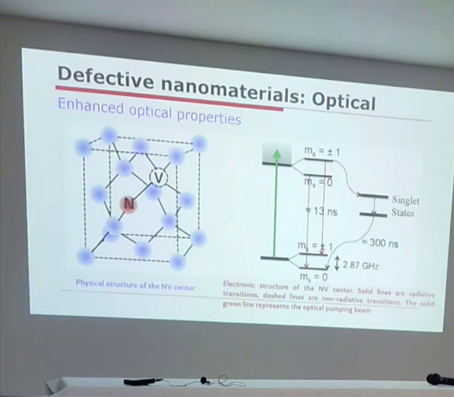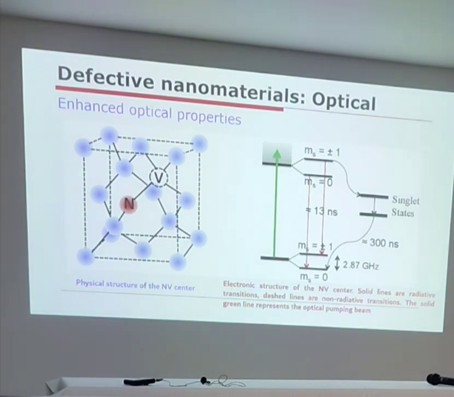Okay, this is another example of a defect, but this is important in terms of optical and spin based activity. These are called NV centers in diamond. How many of you have heard about this? Not many. Okay, how many of you have read about quantum information? In quantum information we talk about qubits. Right, I'll stick to a qubit which is 0 and 1.